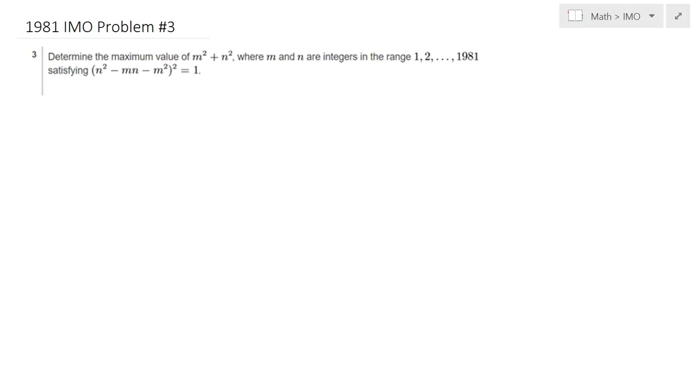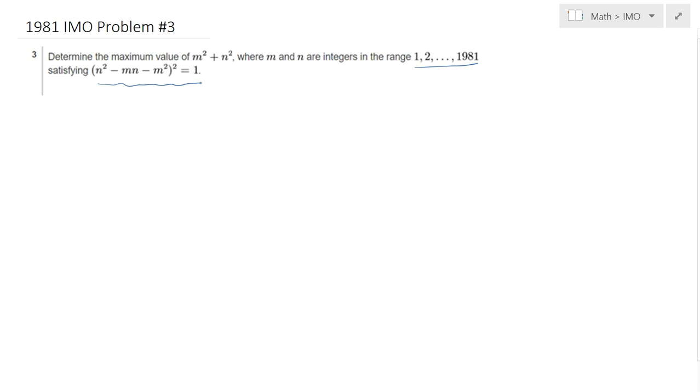Hello everyone, in this lecture we will be solving 1981 IMO problem number 3. Here is a view of this problem. Determine the maximum value of m squared plus n squared where m and n are integers in the following range, satisfying the following equation.